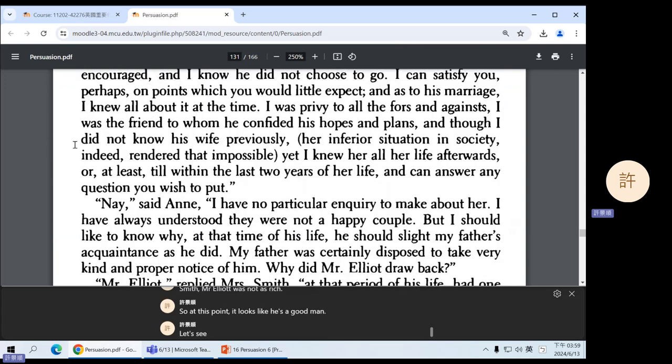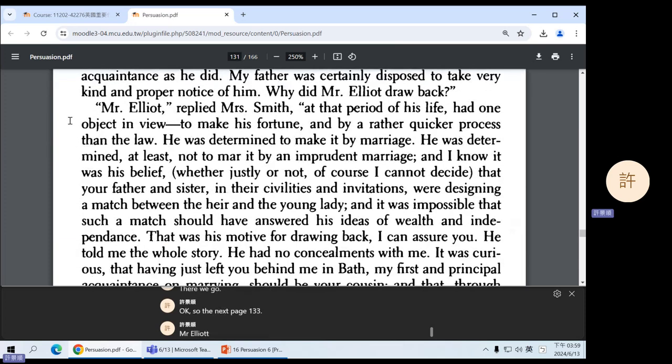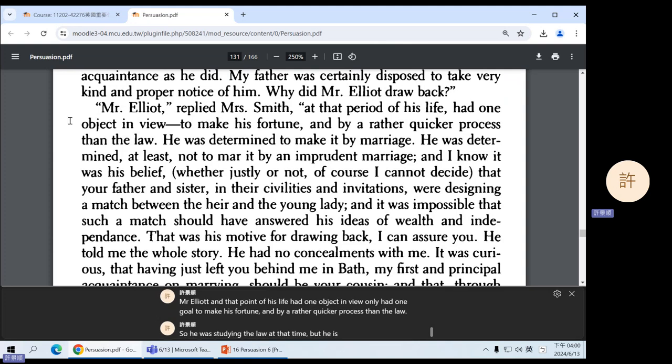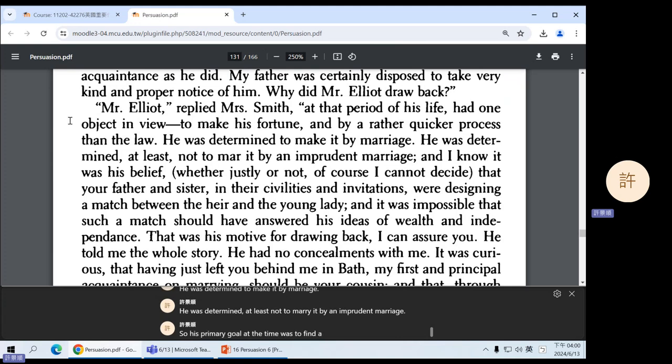Let's see, where is the truth? There we go. Okay, so the next page, 133. Mr. Elliot, at that point of his life, had one object in view, only had one goal, to make his fortune, and by a rather quicker process than the law. So he was studying the law at that time, but he is impatient. He was determined to make it by marriage. He was determined, at least, not to mar it by an imprudent marriage. So his primary goal at the time was to find a good woman to marry, hopefully a rich woman, but at least not to marry the wrong woman.